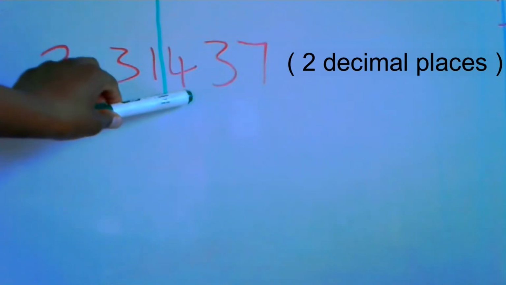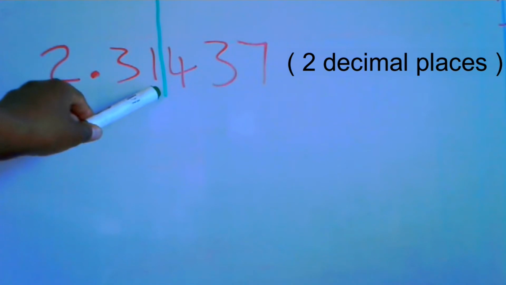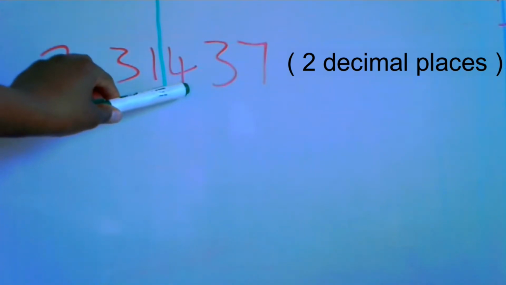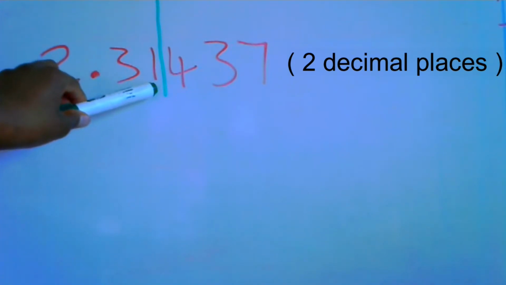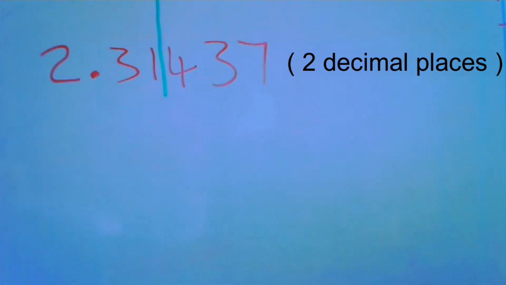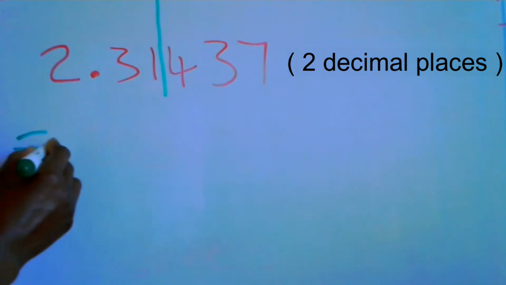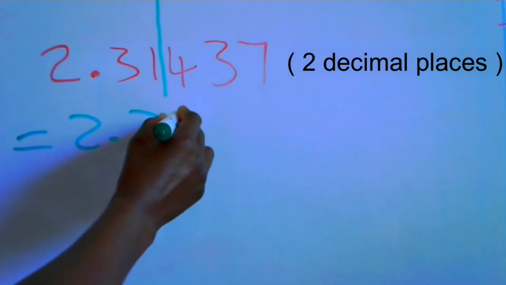Now we look at this number immediately after our cutoff point. It's a 4. A 4 doesn't change the status of 1. So our answer remains as 2.31.